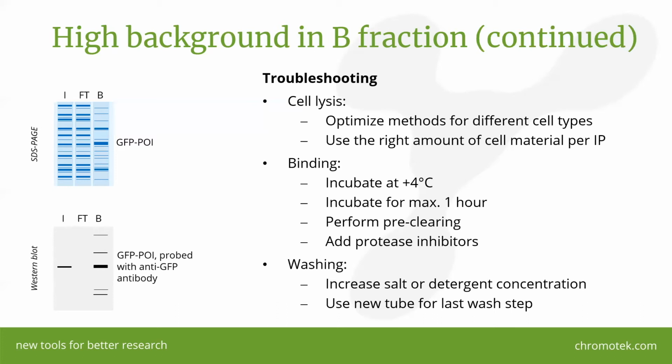We can focus on 3 different parts of the immunoprecipitation. First, cell lysis, so you have to use the right method for cell lysis. The rule of thumb is to keep everything cool to avoid protein unfolding. And you should use the right amount of cell material per immunoprecipitation. We normally say 500 micrograms total protein, or 10^7 mammalian cells, or up to 10 grams of plant material. Important is to treat the sample gently.